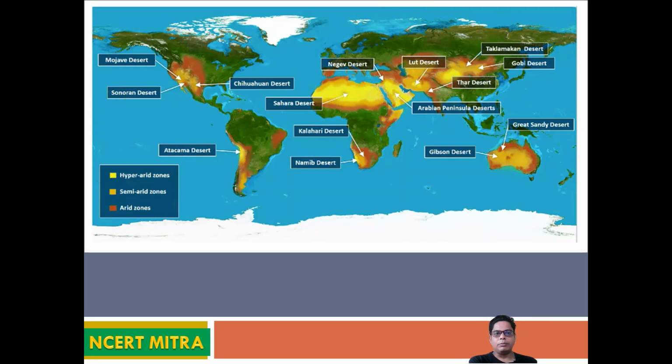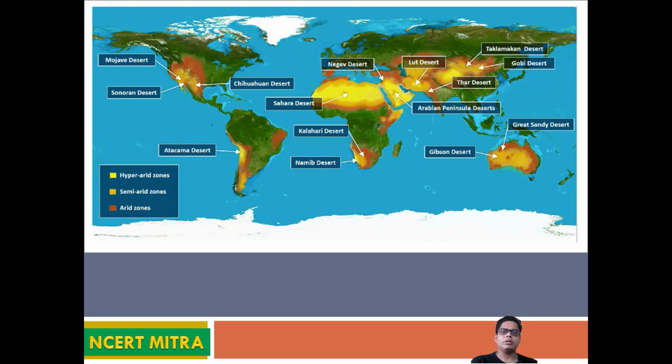If you move to North America, there are the Chihuahuan Desert, Sonoran Desert, Mojave Desert, and the Atacama Desert. So these are the deserts that can be easily seen. This is all about the hot deserts.